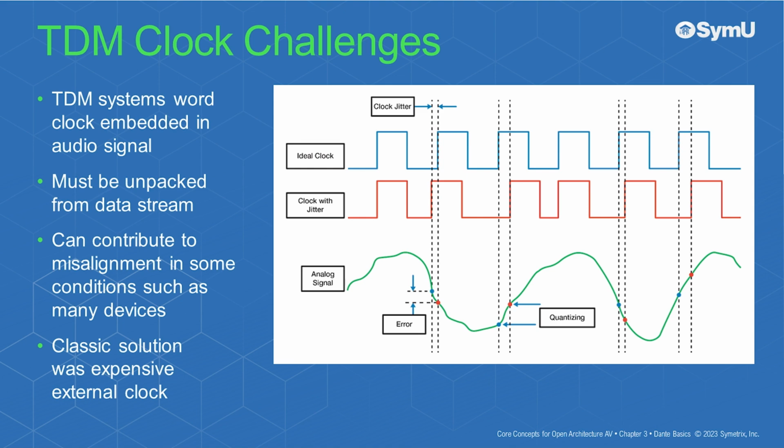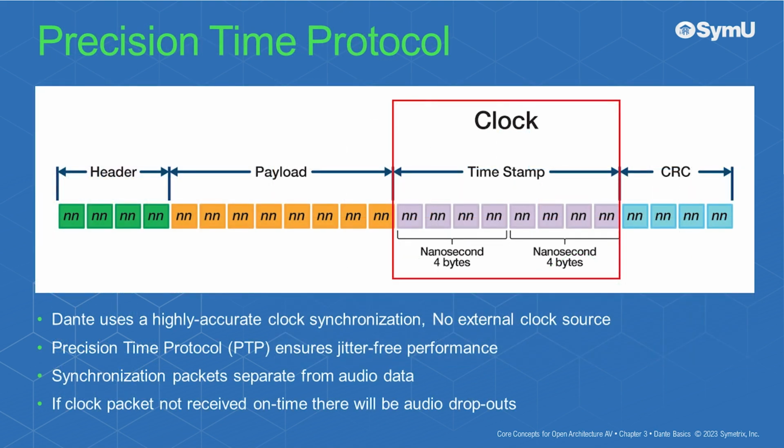The classic solution to remedy this was to use an expensive external clock that would lead each device and force clock alignment. Dante uses a highly accurate clock synchronization method that ensures jitter-free performance for any number of connected devices, without the need for any external clock source.